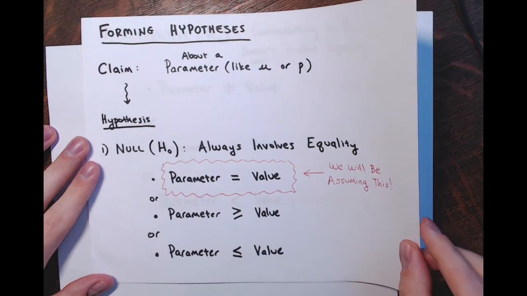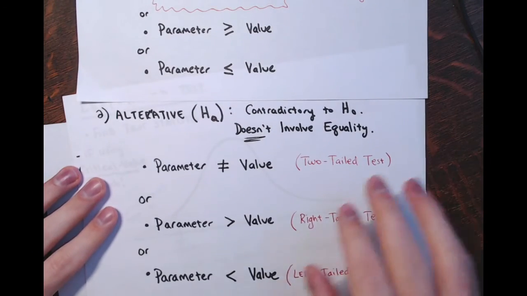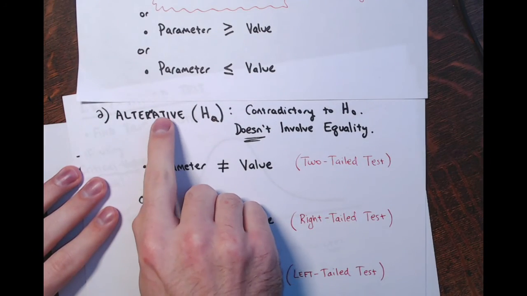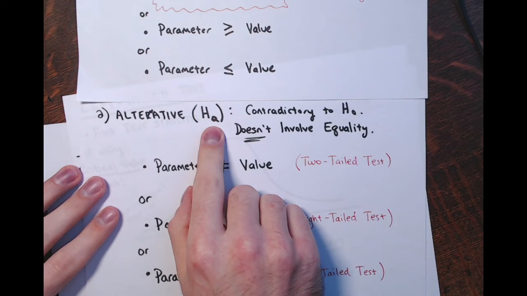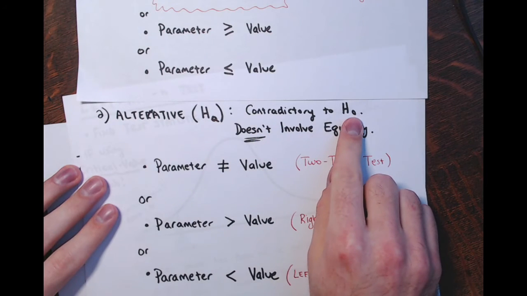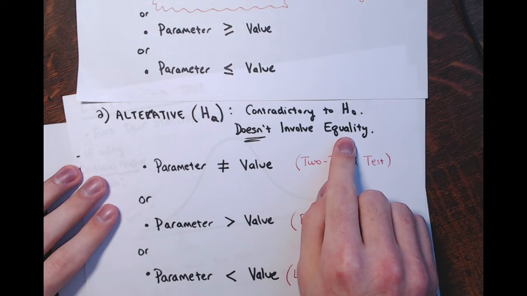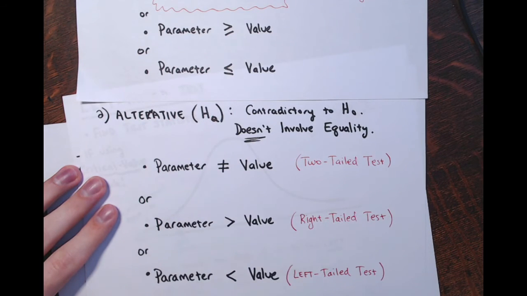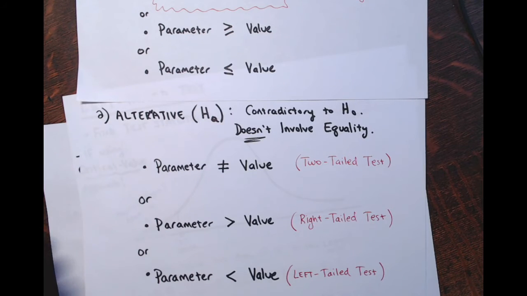All right, and then you have your alternative hypothesis, which is the opposite of this. There's an N in there, alternative. And that's labeled H sub A, or H1 in some books. And this is contradictory to the null hypothesis, and it doesn't involve equality. And the way the alternative hypothesis looks is going to tell you what kind of a test you're running.